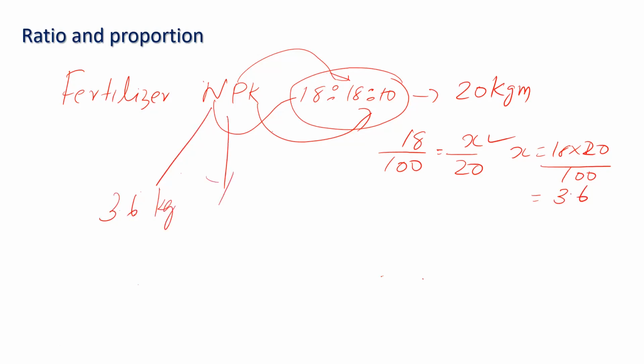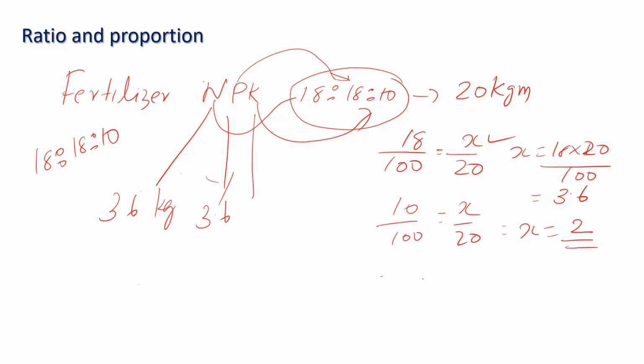Phosphorus 18 दिया है, so phosphorus also will be 3.6. Am I right? Okay. And for potassium, 10 upon 100 is equal to x upon 20, where x is equal to 2.